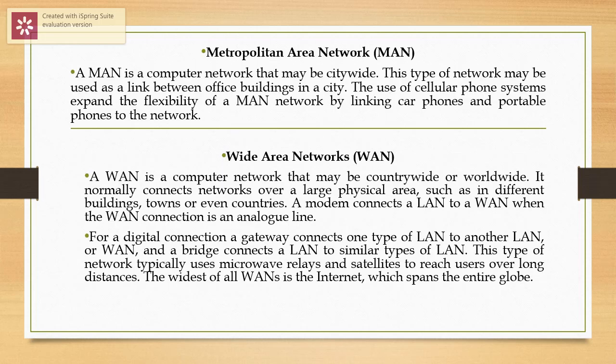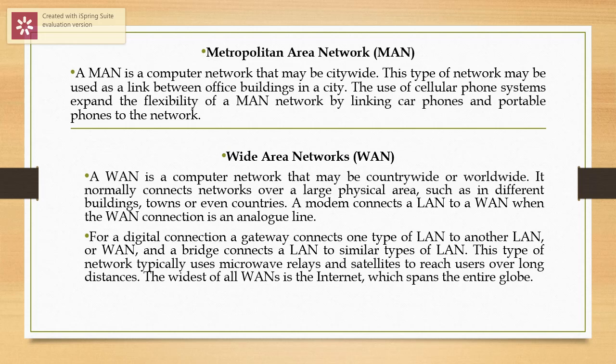The second type of network is the metropolitan area network, or rather the MAN. A metropolitan area network is a computer network that may be citywide. This type of network may be used to link between office buildings in a city. The use of cellular phone systems expands the flexibility of a metropolitan area network by linking car phones and portable phones to the network.